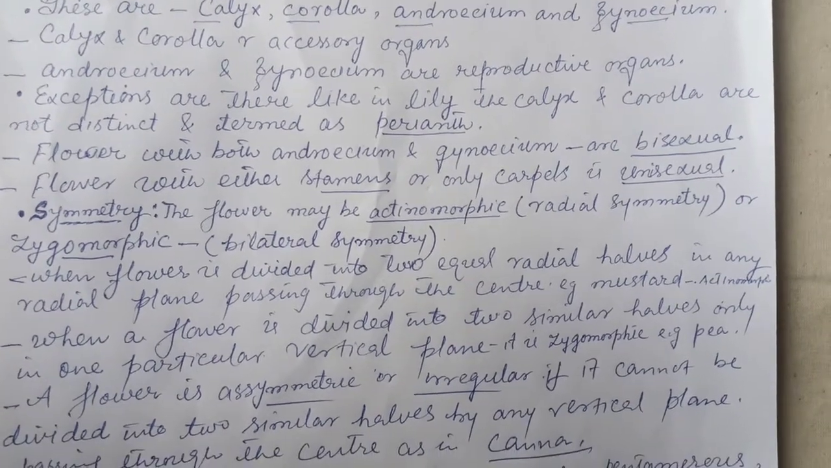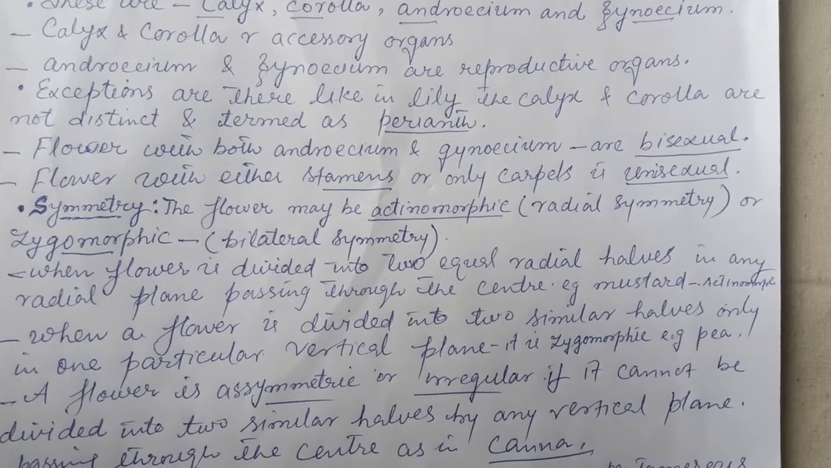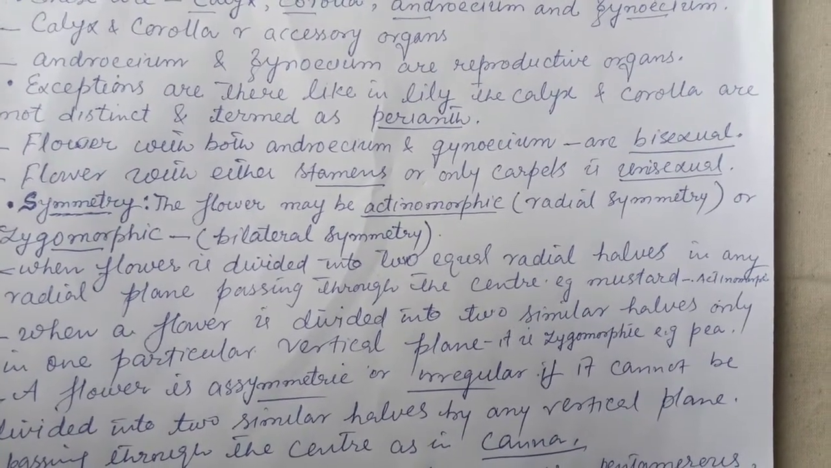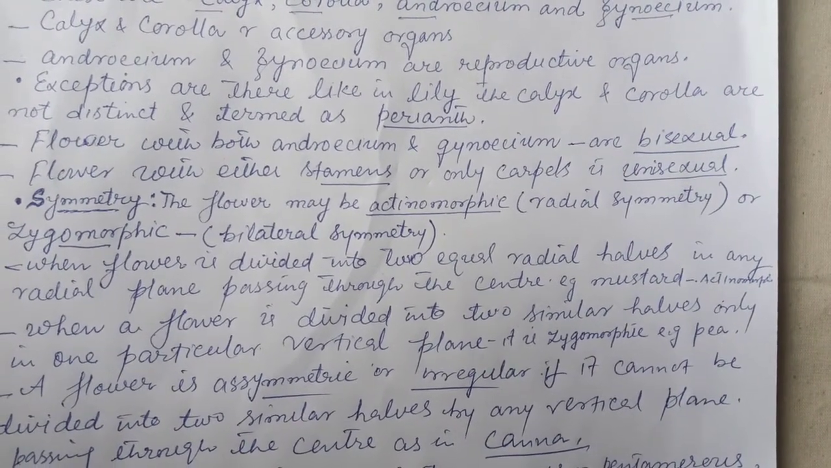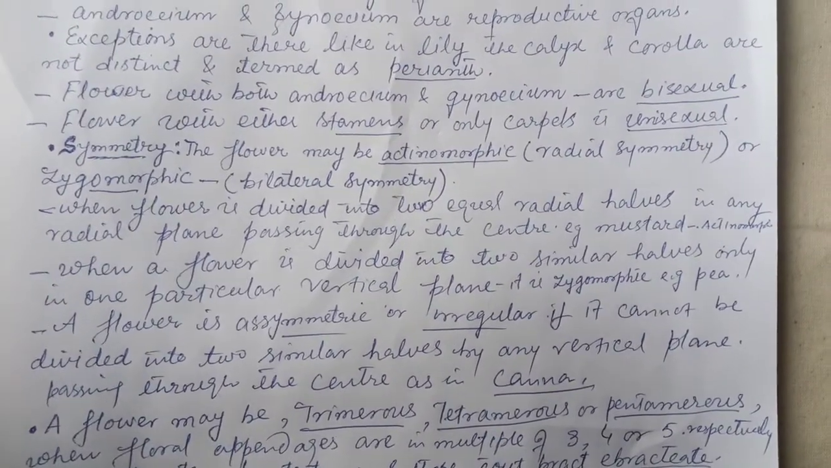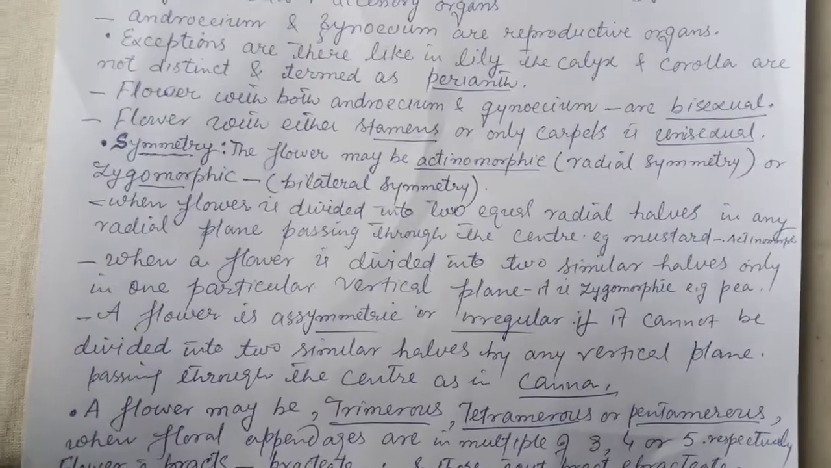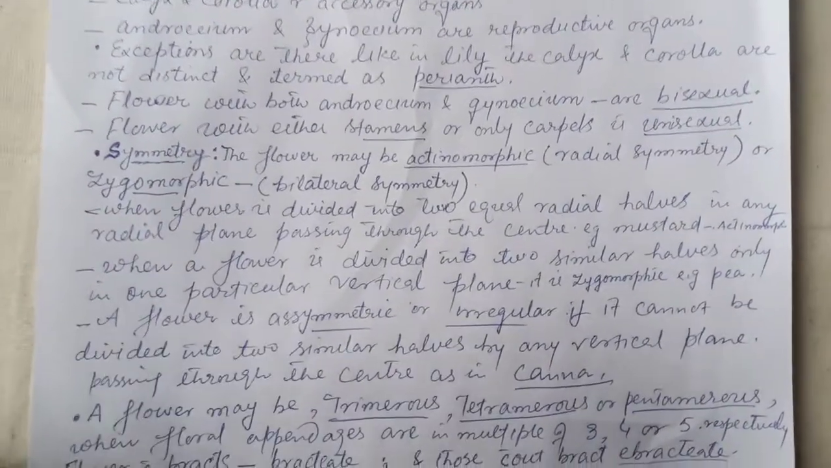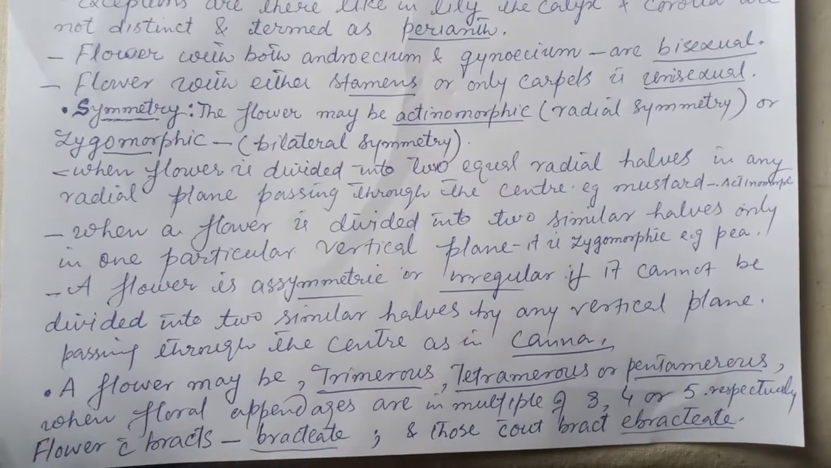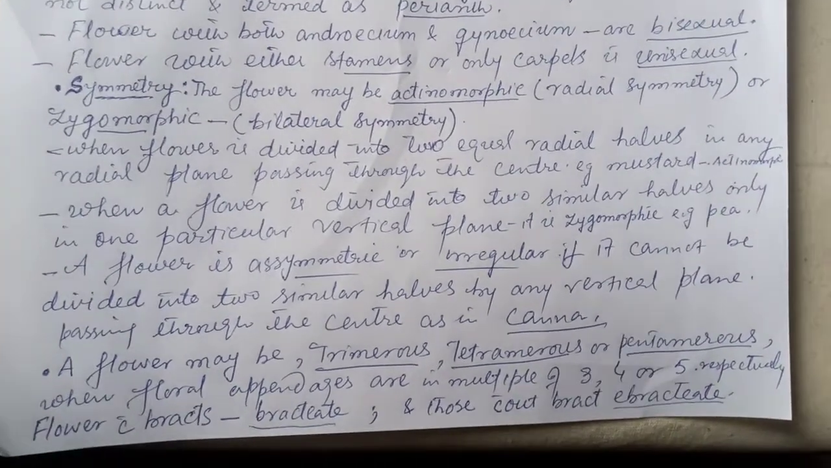And when a flower can be divided into 2 similar halves only in one particular vertical plane, it is zygomorphic. For example, pea. A flower is asymmetric or irregular if it cannot be divided into 2 similar halves by any vertical plane passing through the center, as in case of canna.